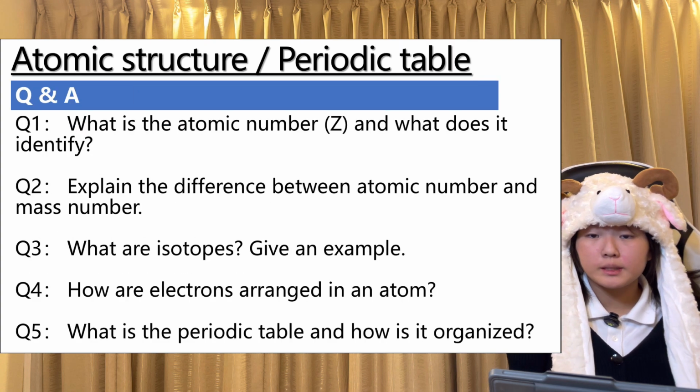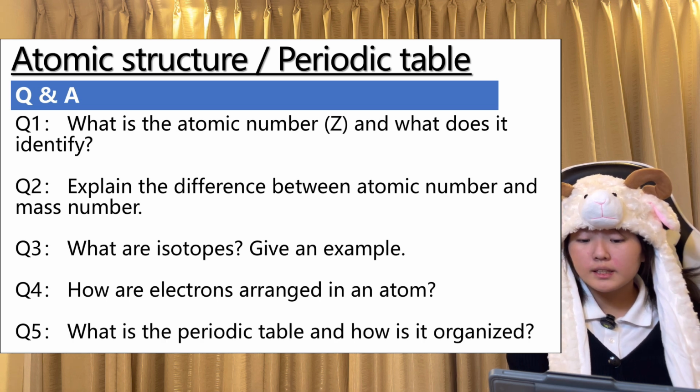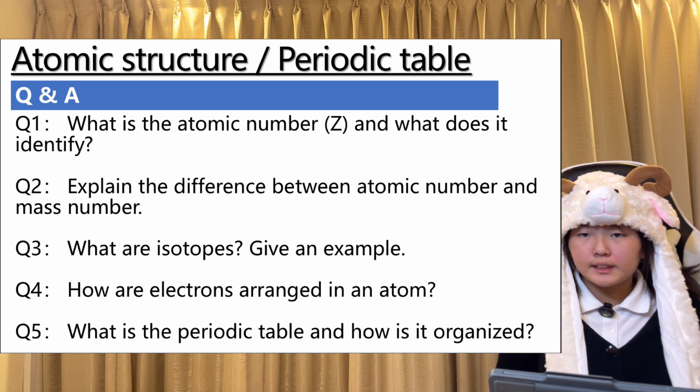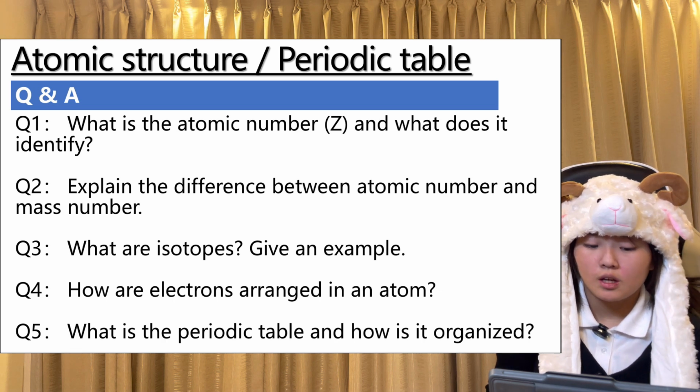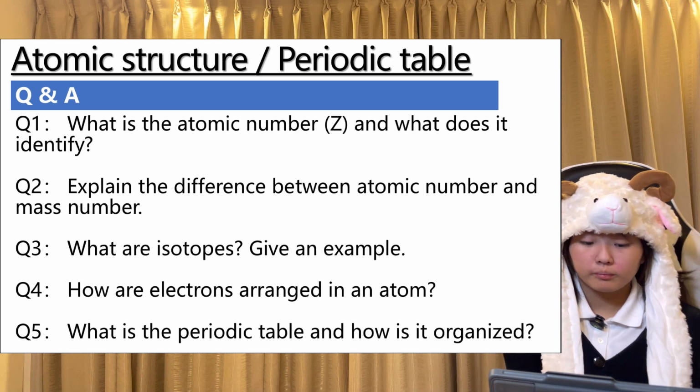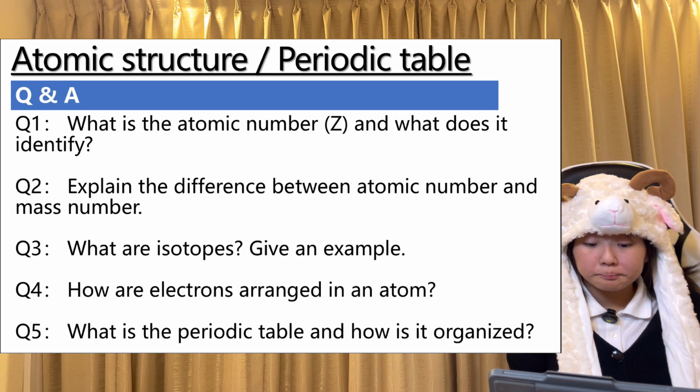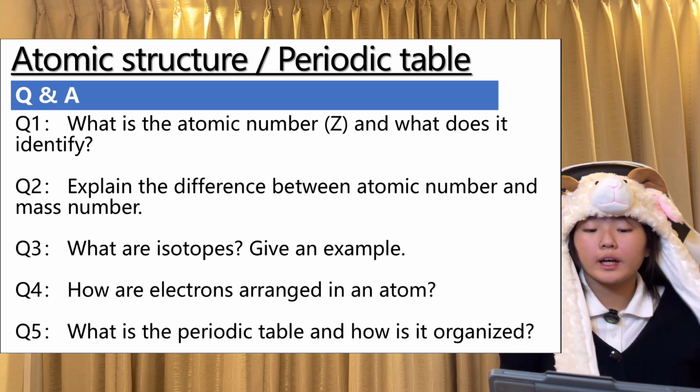I'll give you a few questions based on the things we have learned today. What is the atomic number, which is Z, and what does it identify? Explain the difference between atomic numbers and mass numbers. What are isotopes? Give one example. How are electrons arranged in an atom? What is the periodic table, and how is it organized?